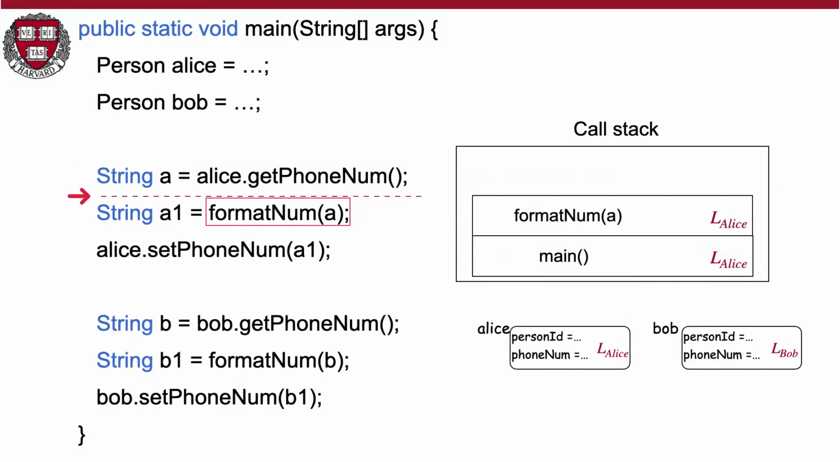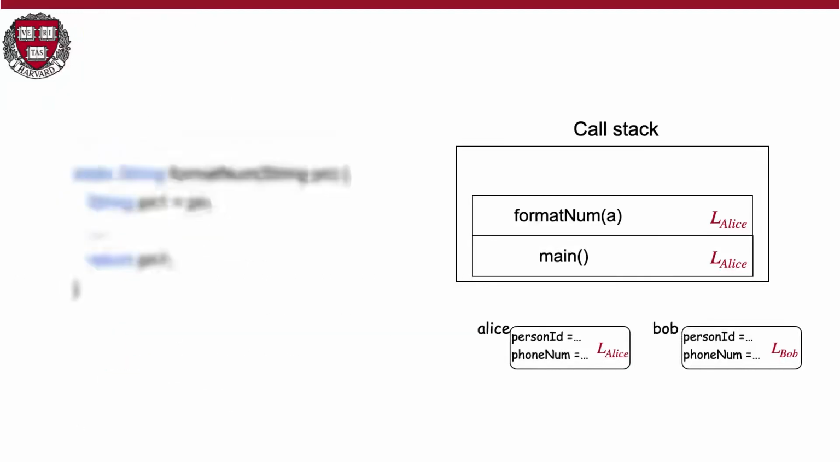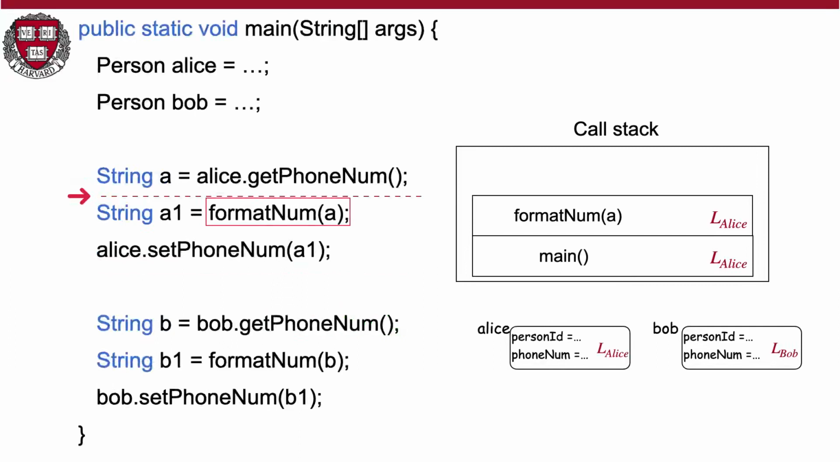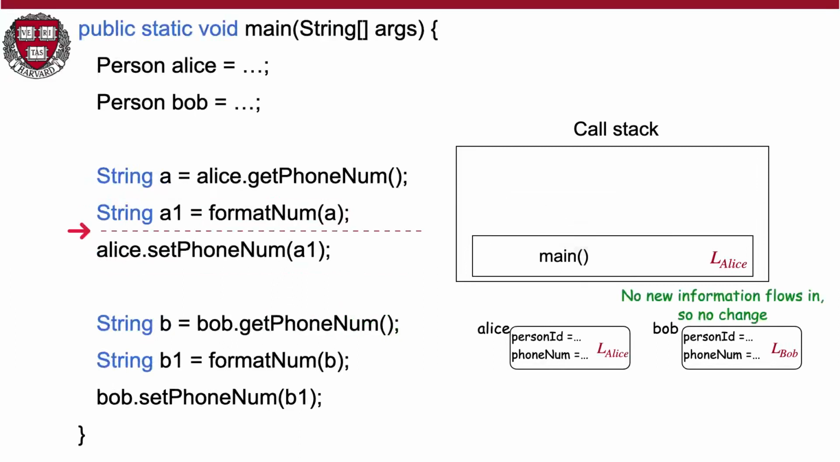Then the method formatNumber is called, which creates a new computational container. Its initial context label is LAlice, the same as the caller, since information flows from the caller to the callee. Inside the callee container, no new information is read. Its context label stays at LAlice when it returns. Return to the caller side. The callee returns with context label of LAlice. The caller's context label is already an upper bound.